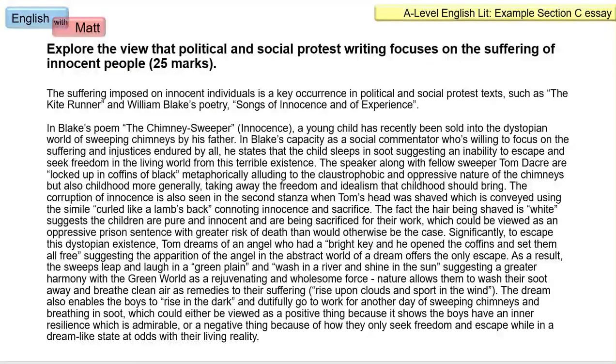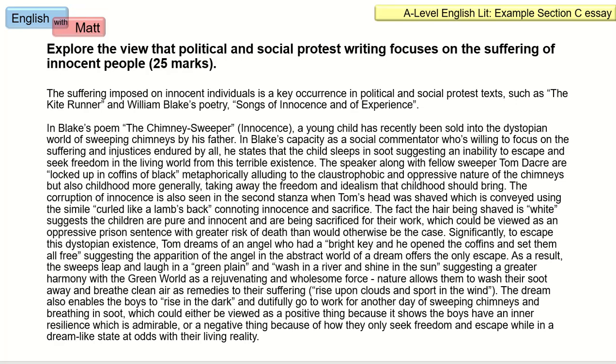Significantly, to escape this dystopian existence, Tom dreams of an angel who had a bright key and opened the coffins and set them all free, suggesting the apparition of the angel in the abstract world of a dream offers the only escape. As a result, the sweeps leap and laugh in a green plain and wash in a river and shine in the sun, suggesting a greater harmony with the green world as a rejuvenating and wholesome force. Nature allows them to wash their soot away and breathe clean air as remedies to their suffering, rise upon clouds and sport in the wind.